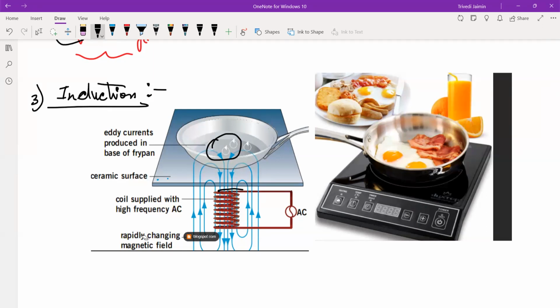Now, what do we observe here without touching? So can we make one statement? Induction will be the process for what? Object not in contact, without physical contact.